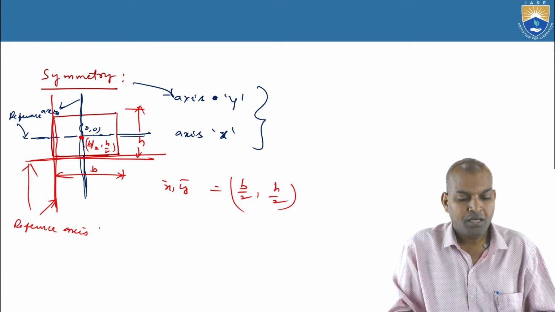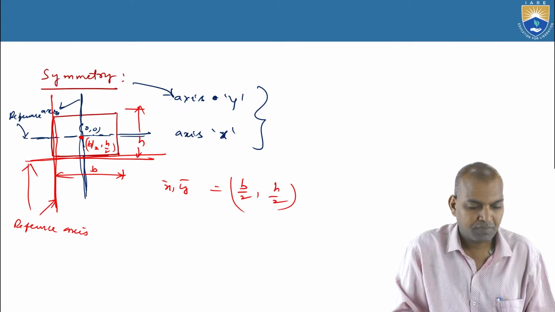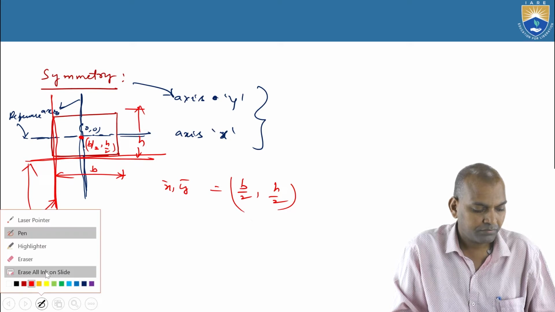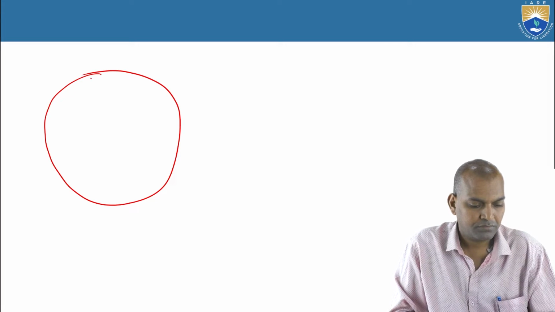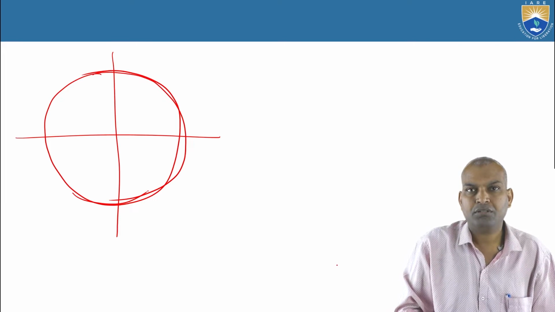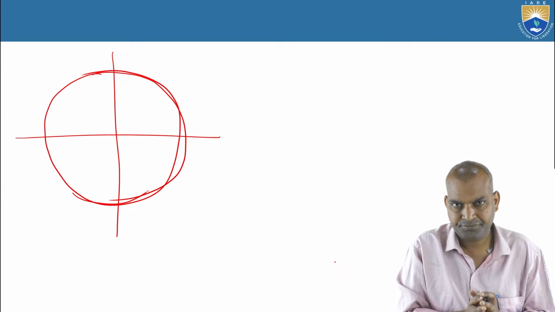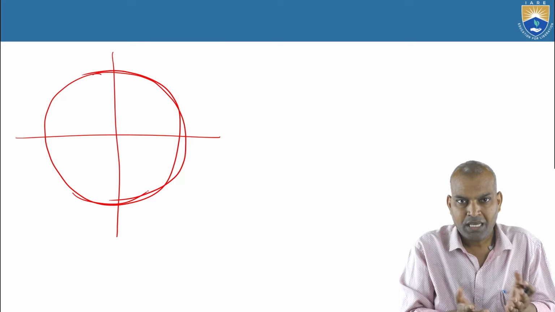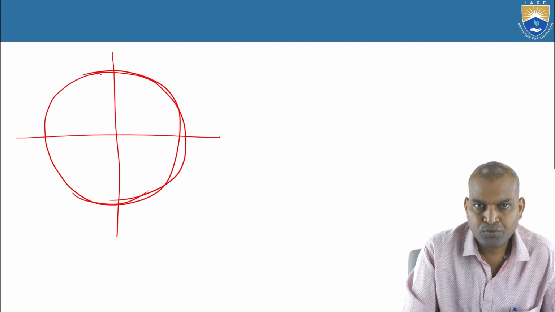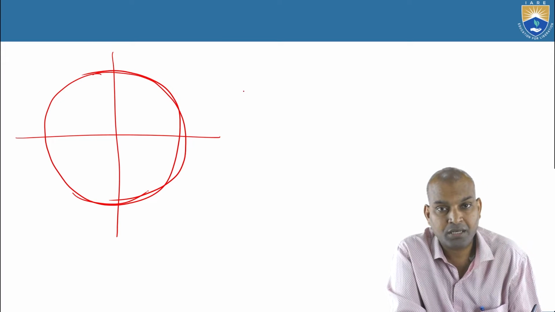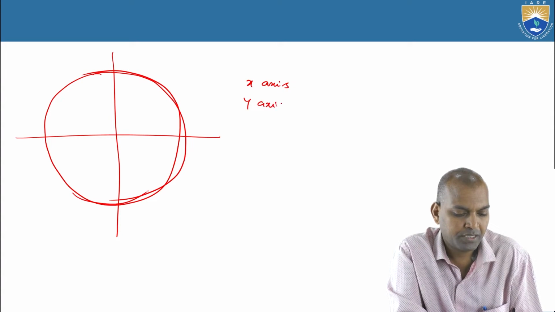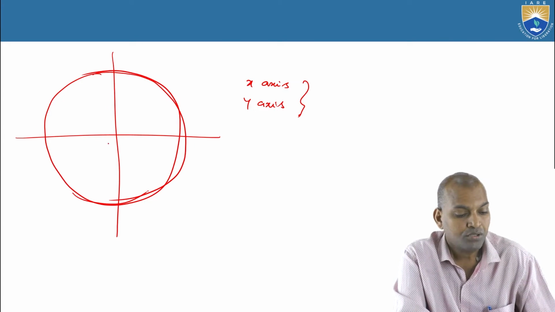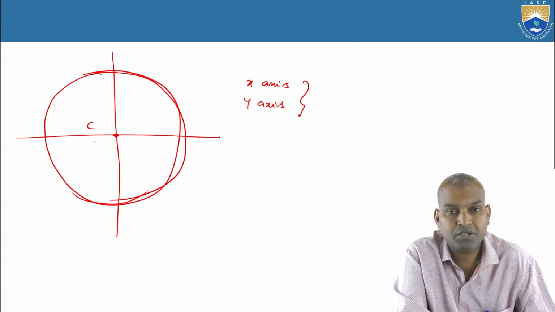Now if we consider the circle, an exact circle, it is symmetrical about both the x and y axes. It is symmetrical about the x axis and y axis. So this is the point of the centroid.